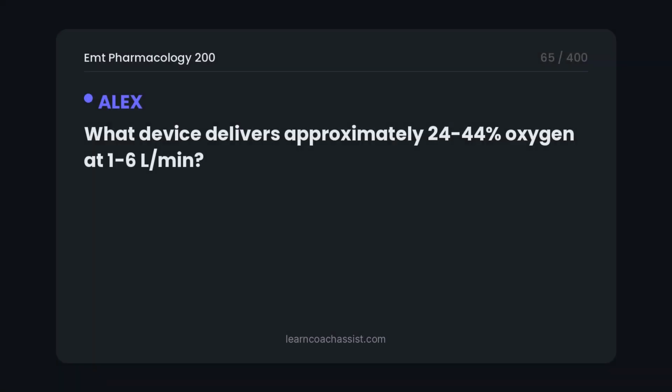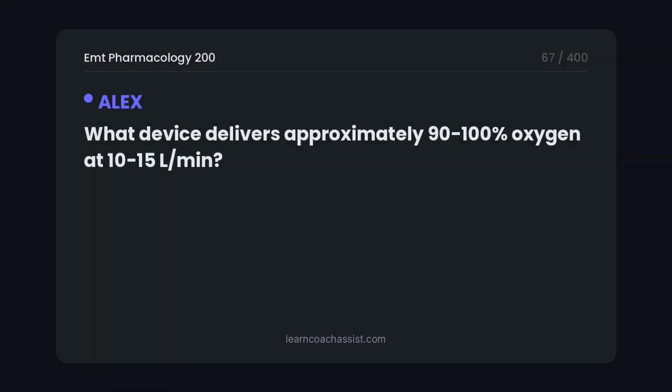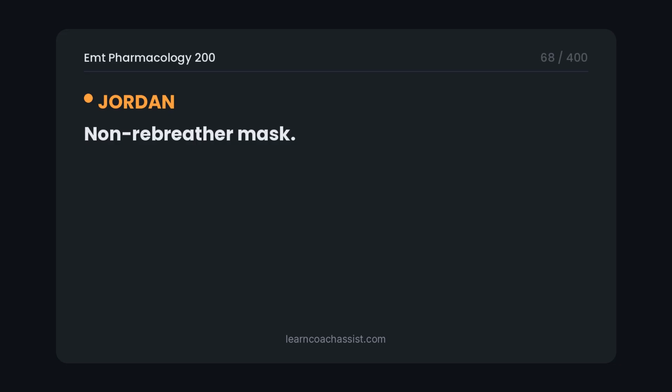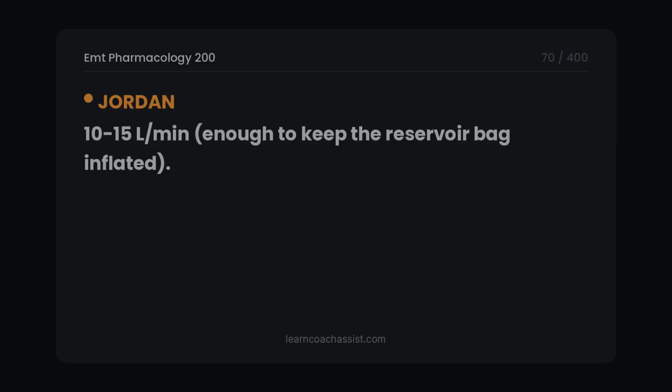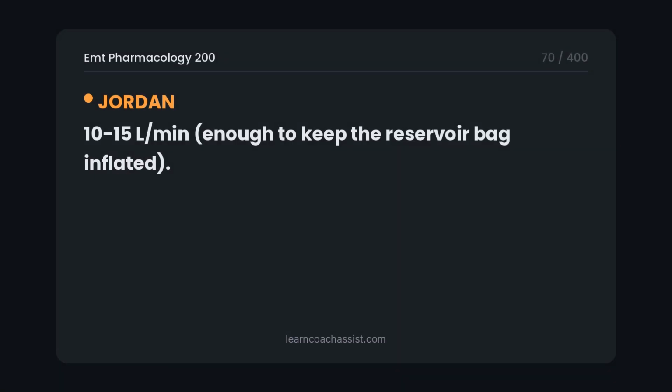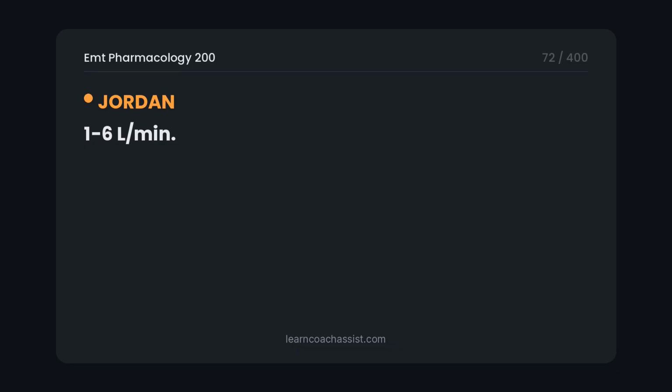What device delivers approximately 24 to 44% oxygen at 1 to 6 liters per minute? Nasal cannula. What device delivers approximately 90 to 100% oxygen at 10 to 15 liters per minute? Non-rebreather mask. What flow rate is used with a non-rebreather mask? 10 to 15 liters per minute, enough to keep the reservoir bag inflated. What flow rate range is typical for a nasal cannula? 1 to 6 liters per minute.